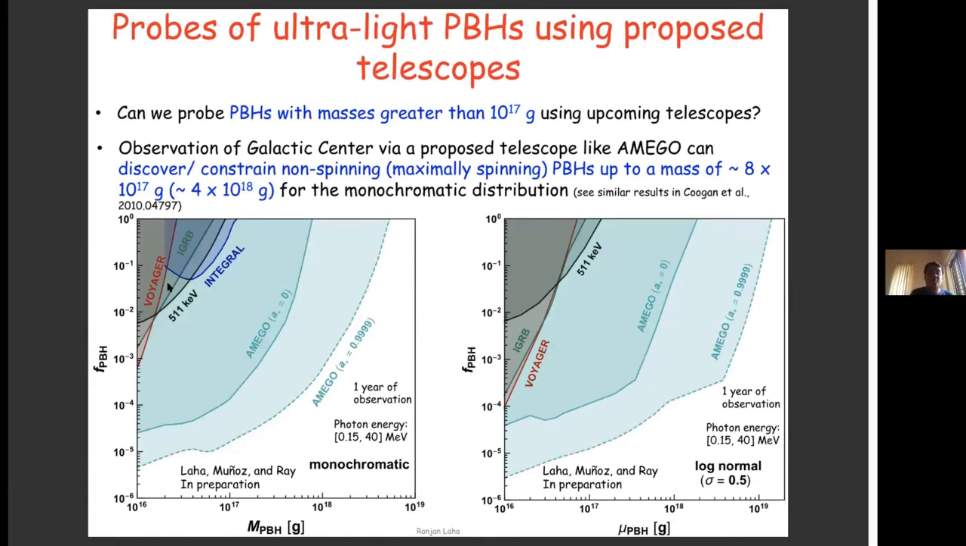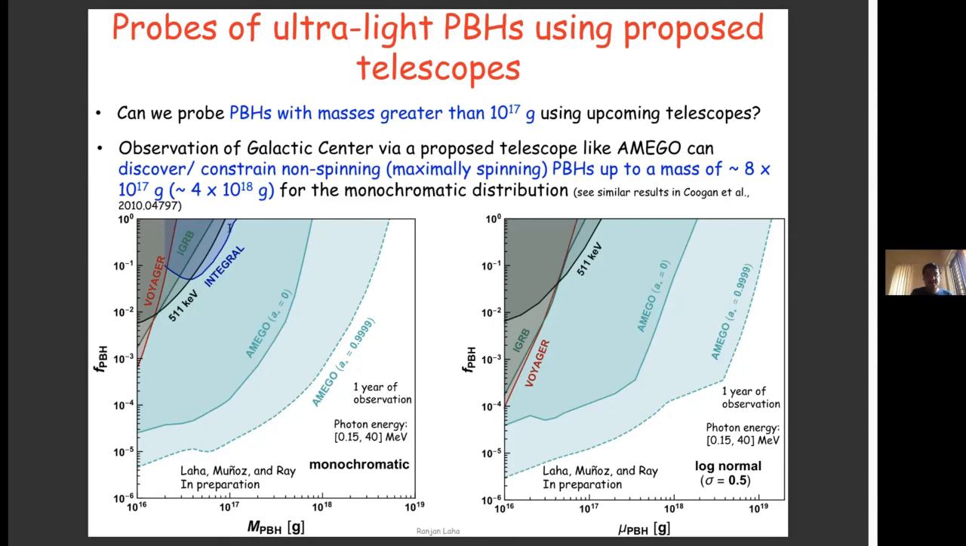And what we find is that if future or proposed telescopes like AMEGO get funded, and if they look at the galactic center, say for 1 year in this energy range from 0.15 MeV to 40 MeV, then they will get this limit. Again, this is f_PBH on the y-axis, mass of the primordial black hole on the x-axis.